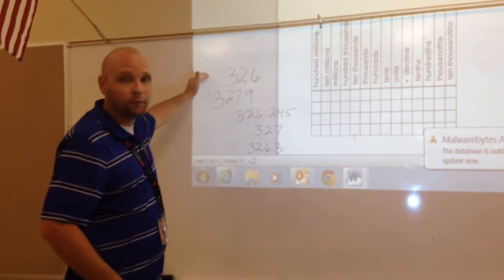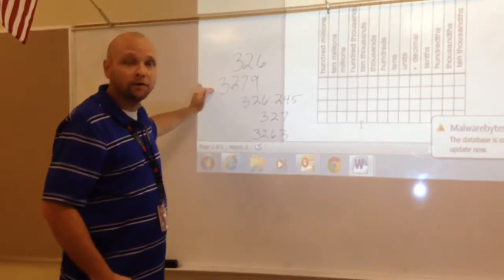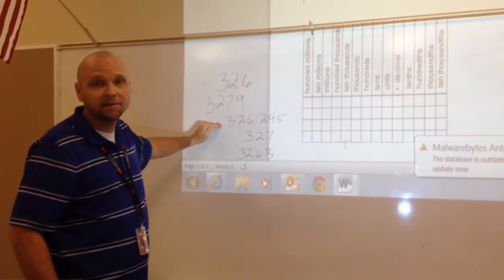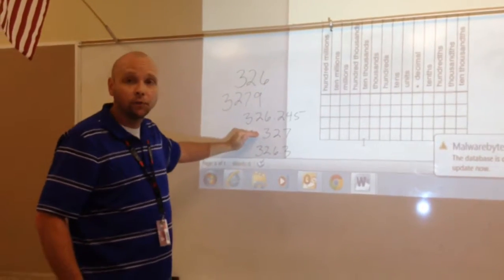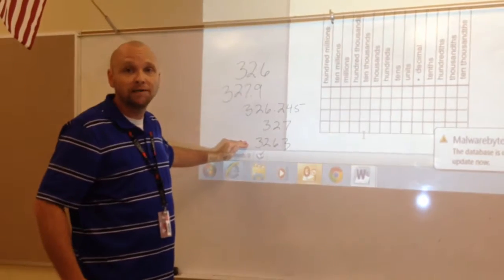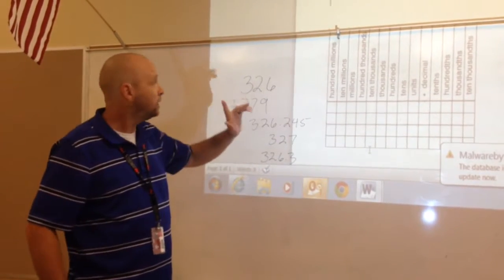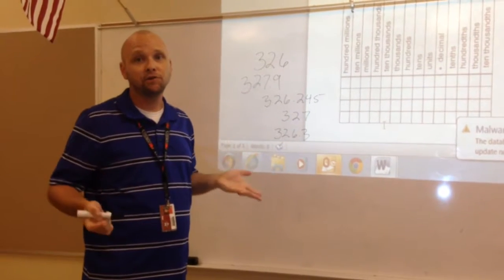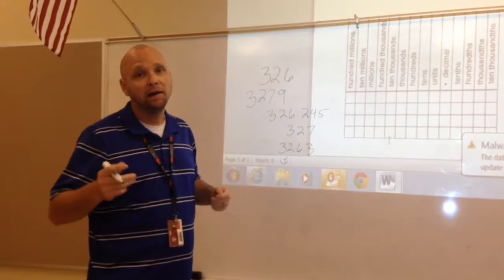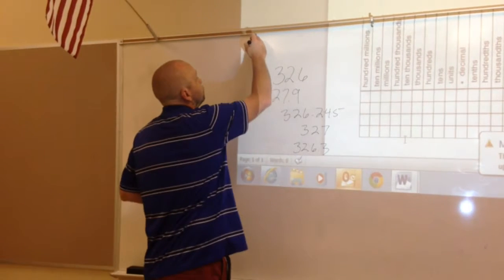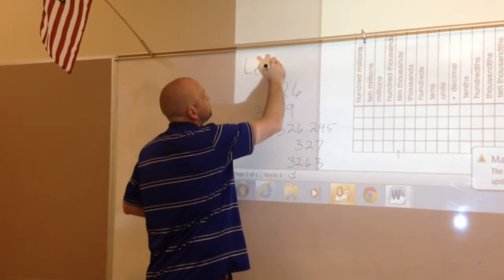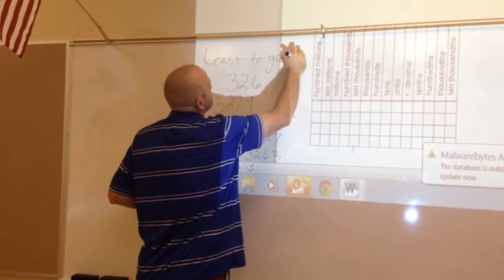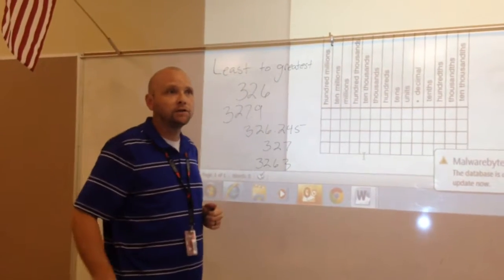In this case, we have 326, 327 and 9/10, 326 and 245 thousandths, 327, and 326 and 3/10. Now, we need to figure out which order to put them in, greatest to least or least to greatest. Because I am like I am, we're going to do least to greatest.